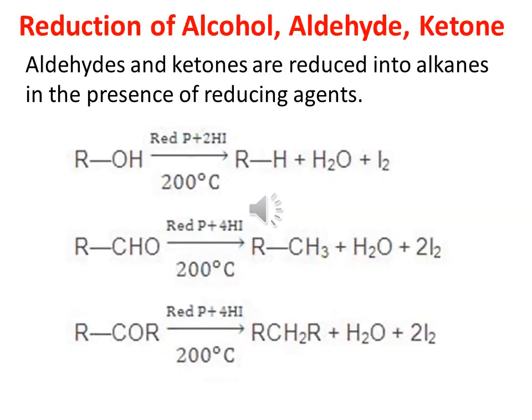Alcohols, aldehydes, and ketones may also be reduced to produce the alkanes. For example, alcohols upon reduction with red phosphorus and hydroiodic acid at 200 degrees centigrade produce the alkanes. Similarly, aldehydes can be reduced with the same reducing agent, that is red phosphorus and hydroiodic acid at 200 degrees centigrade, to produce the alkane. Similarly, ketones may also be reduced to produce the alkanes with the same reducing agent.